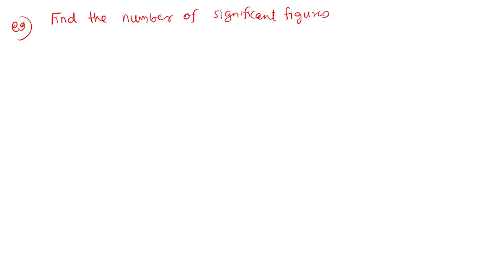Let me take some simple examples. After that, I will explain the textbook examples. The question is: find the number of significant figures, or significant digits. Example 1: 5, 4, 3, 0, 0. Anybody? How many significant figures are there? Is it 5?